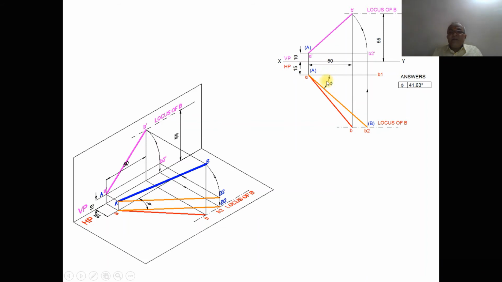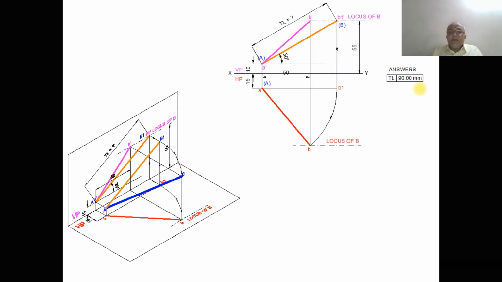Then identify the angle phi. That phi will be equal to 42 degrees when you are doing it manually. When you are doing it on the computer, it will be 41.63. So this is how you will be able to analyze this problem in 3D and also stepwise. But how to solve this?